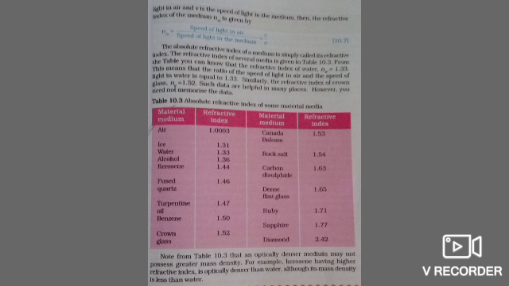Here you can see in the tabular column they have given the absolute refractive index of materials, that is, material, medium and refractive index. For air it is taken as 1.003, and for diamond it is highest, 2.42. There is no need of keeping this tabular column in memory, they are given just for reference. Air has refractive index 1, diamond has refractive index 2.42, and water has refractive index 1.33. You can just go through it, that's all.